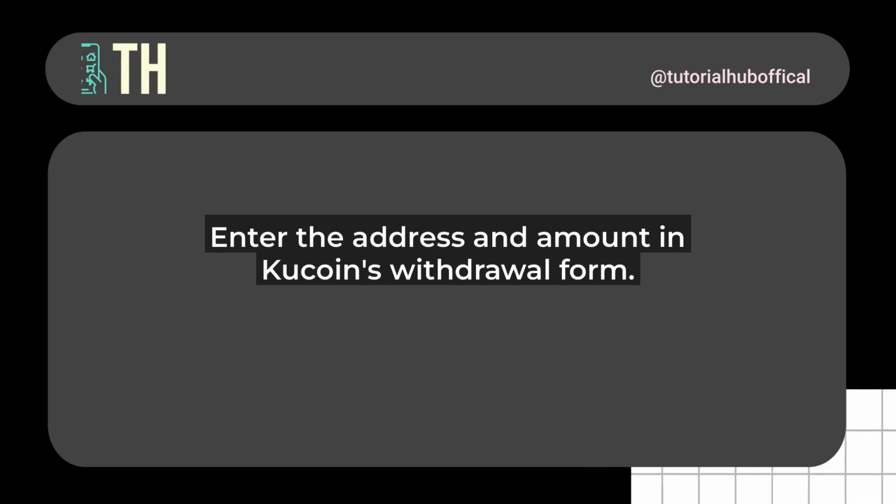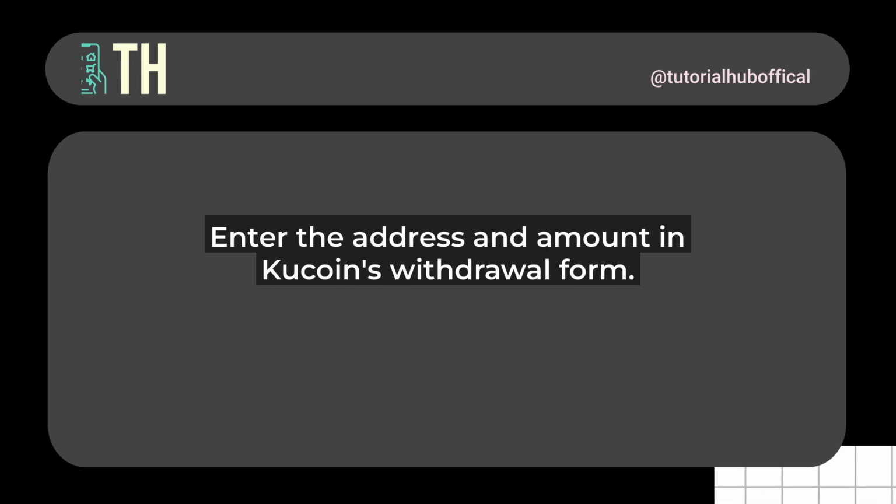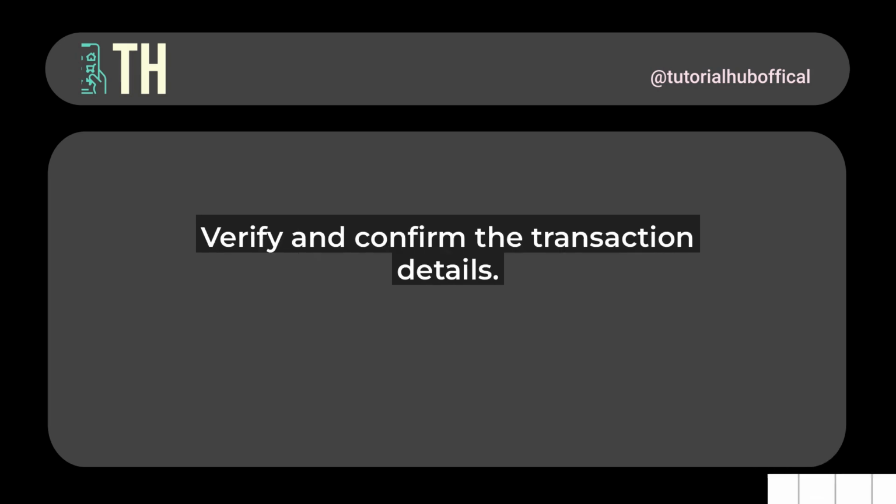Step 3. Enter the withdrawal details. You'll need to input the Exmo wallet address. To get this, quickly log into your Exmo account, go to the Deposit section, select USDT, and copy the deposit address. Paste this into the KuCoin withdrawal form, along with the amount you want to transfer. Remember, crypto transfers are irreversible, so triple-check that address.